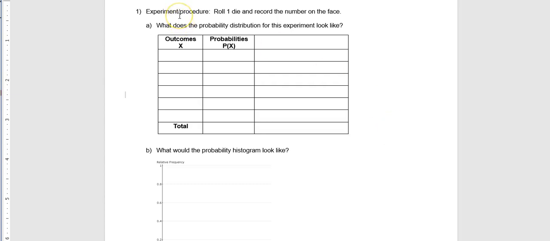So the experiment we're going to start with is to just roll one die and record the number on the face. This is a normal six-sided die with the numbers 1 through 6 on the face.